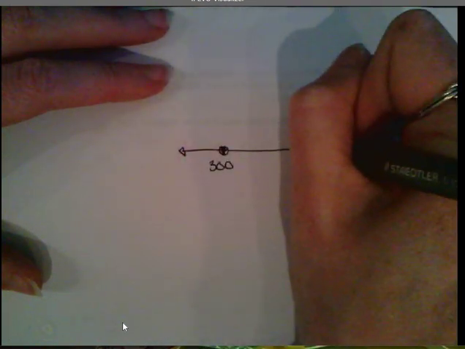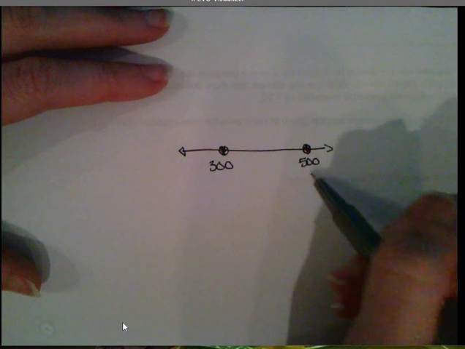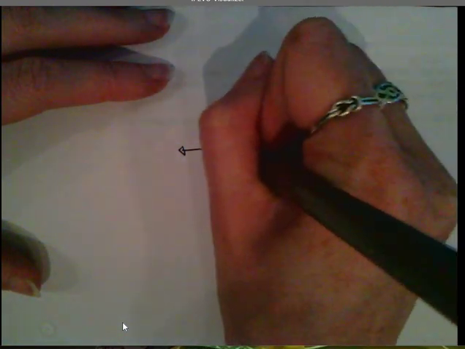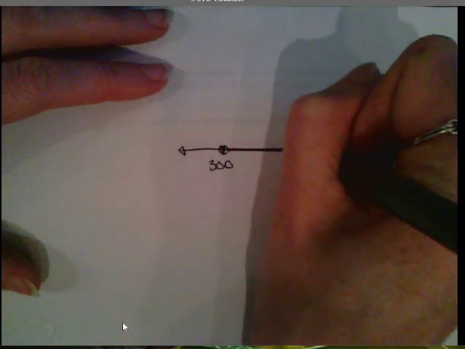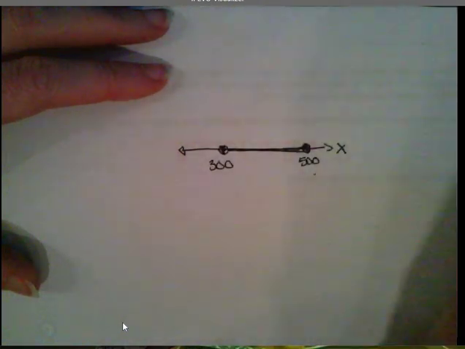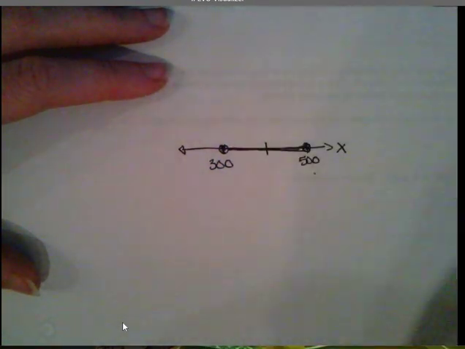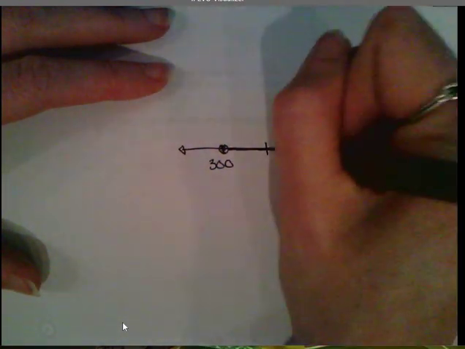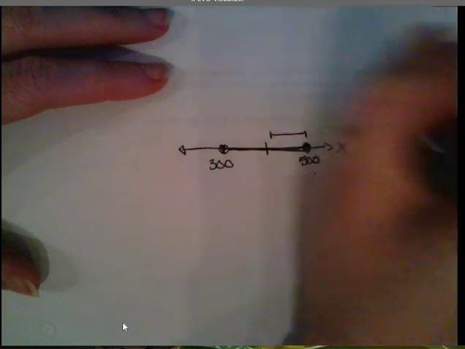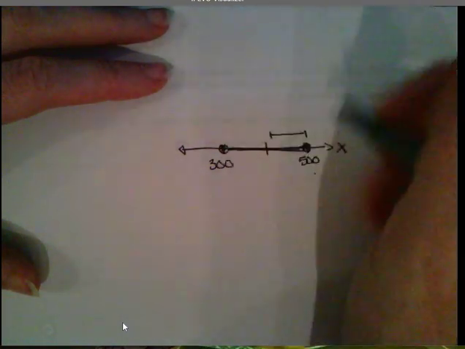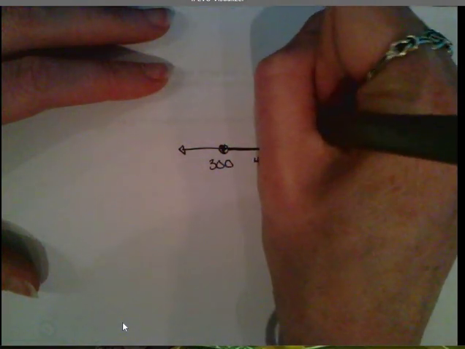Well, these would be closed holes because I'm willing to go 300, or I'm willing to go 500, or anywhere in between. So this would be an inequality representing it, but we want an absolute value that represents it. What that would look like is we need to find our middle number and our distance. The middle value between 300 and 500 is going to be 400. So then our distance is 100. So these are our B and our D values.